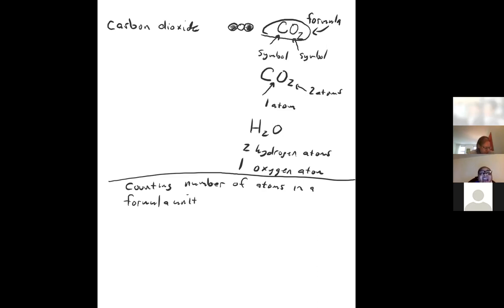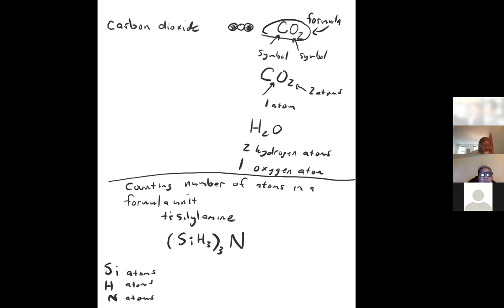So the one that they show here is for trisilylamine. Okay, and the formula is given as Si H3, and then there's parentheses there, and then there's a 3 outside the parentheses, and then there's an N. Okay, so in this particular example, what we're going to do is we're going to count the number of silicon atoms, hydrogen atoms, and nitrogen atoms in the formula unit, okay?